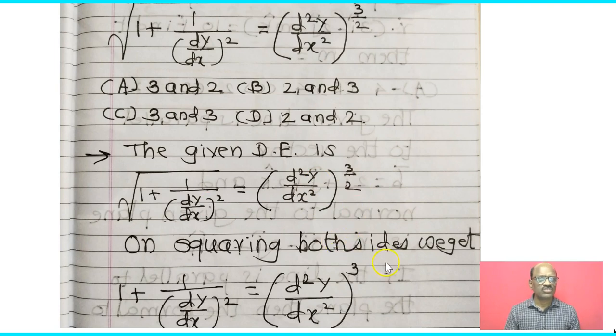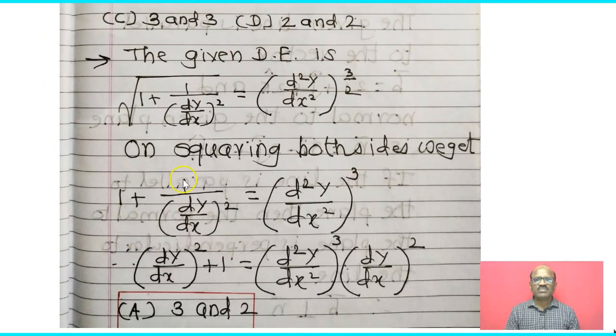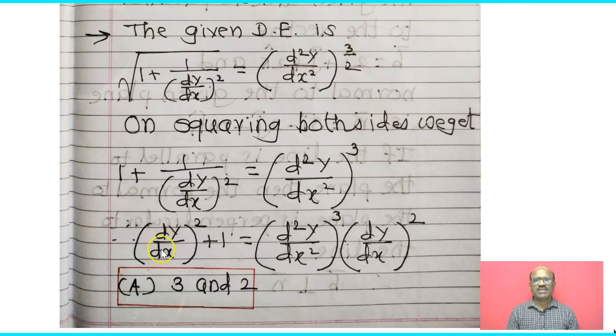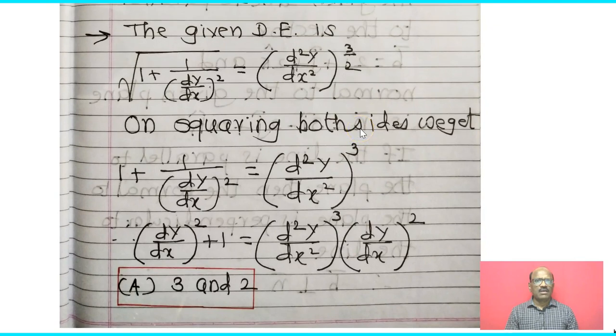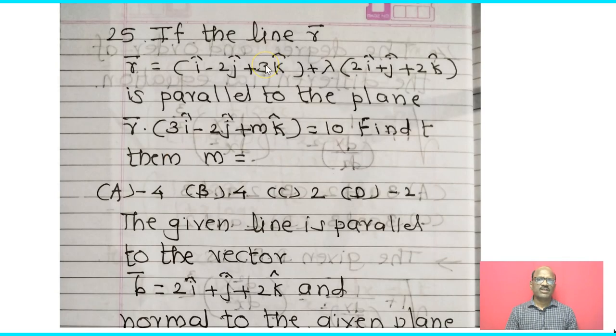Squaring on both sides, you will get 1 plus 1 upon (dy by dx) whole square is equal to (d2y by dx square) whole cubed. And after the simplification, you will get (dy by dx) whole square plus 1 is equal to (d2y by dx square) cubed into (dy by dx) whole square. And therefore the degree is 3 and the order is 2, and hence option A is correct. Now question number 25.